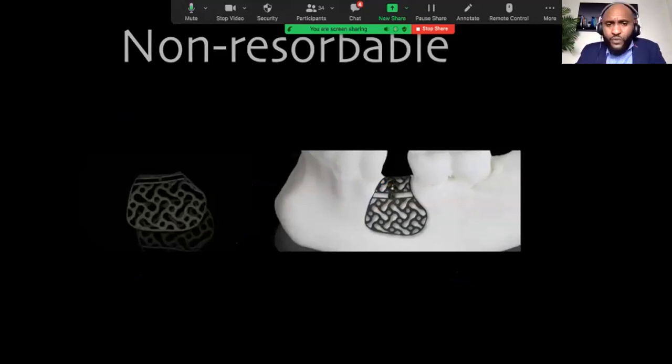Very good when you need to regenerate a vertical volume that's deficient, and also in extensive horizontal defects. The only drawback of this is that you need a second surgery to remove the membrane after you have regenerated. Sometimes they get exposed prematurely, and when they get exposed, there is many times bacterial colonization, and you could actually end up losing the whole bone that you really needed to regenerate.